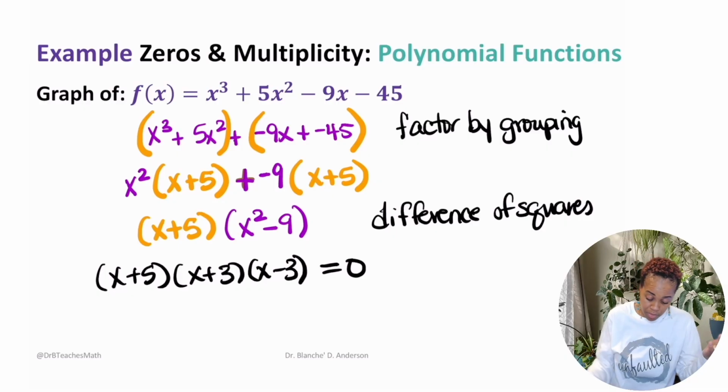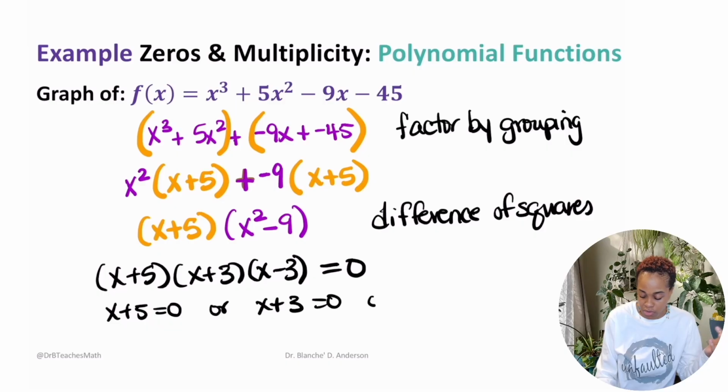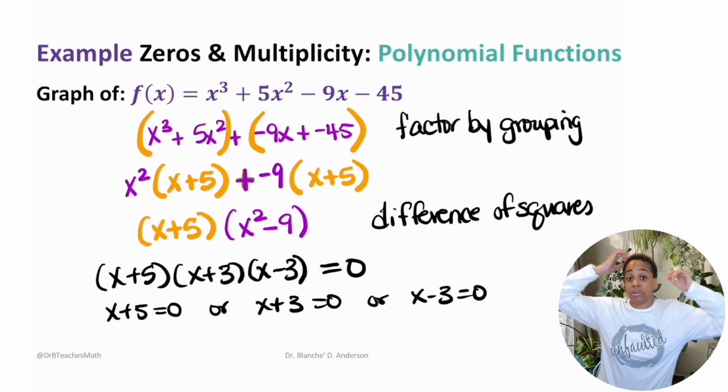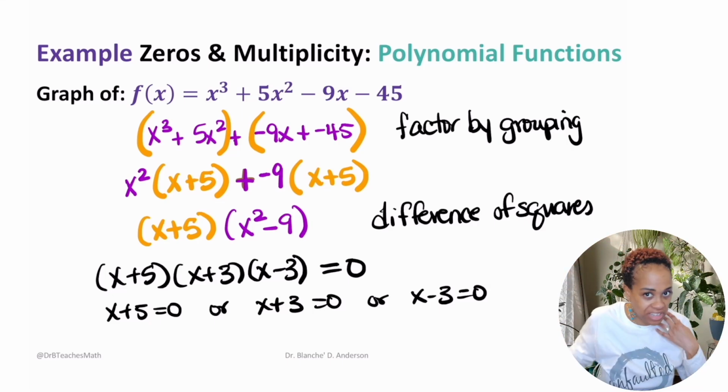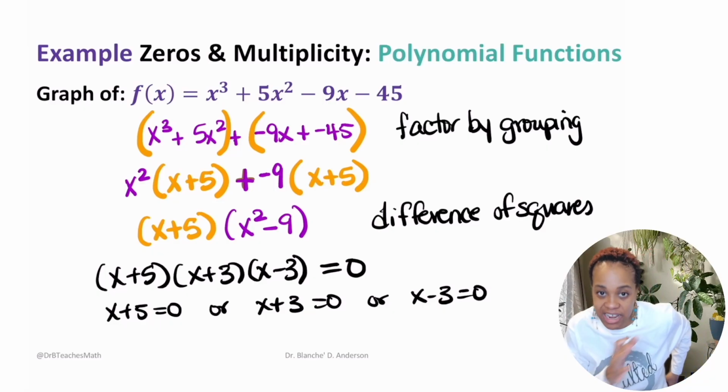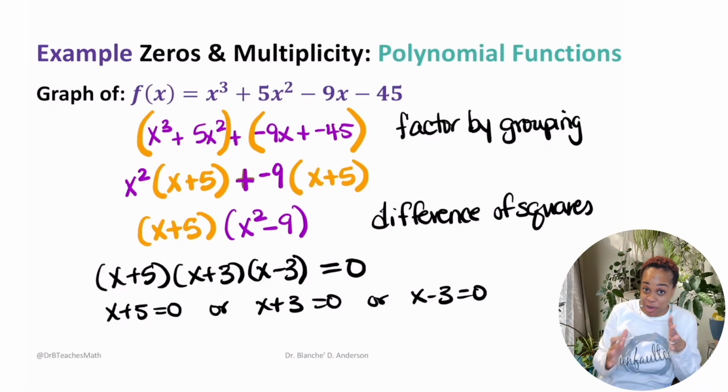And then now we can put all of our x plus 5 is equal to 0, or x plus 3 is equal to 0, or x minus 3 is equal to 0. Now we say or because you want to make sure that these zeros work. That's a totally different lesson, okay? So right now we're just assuming that all of these zeros work, okay?